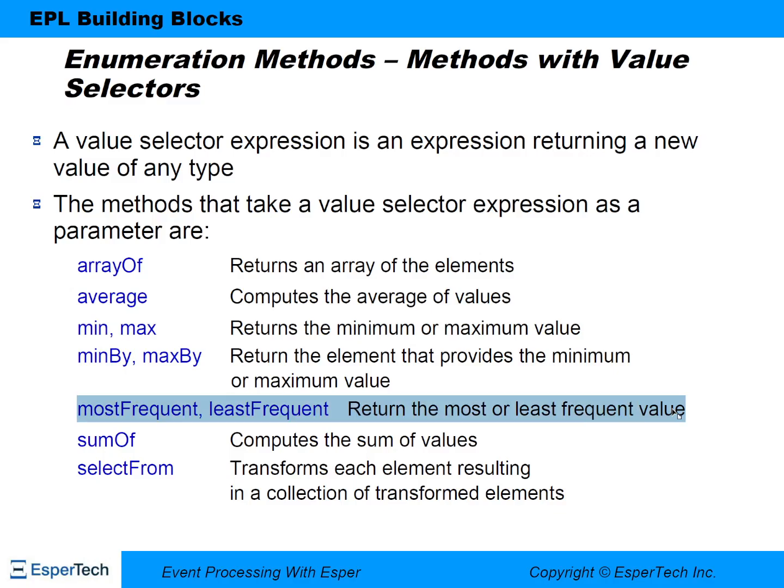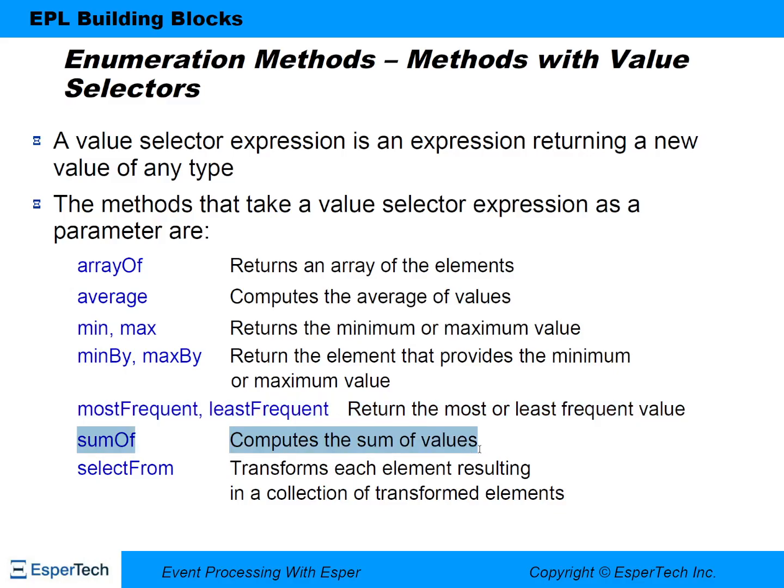The mostFrequent and leastFrequent methods return the most or least frequent value. The sumOf method computes the sum of values. The selectFrom method transforms each element resulting in a collection of transformed elements.